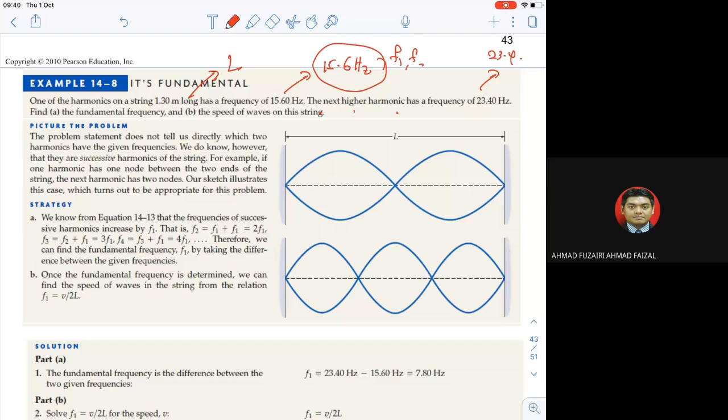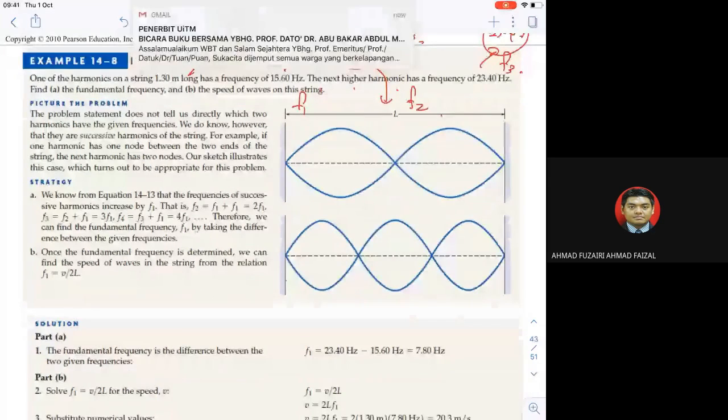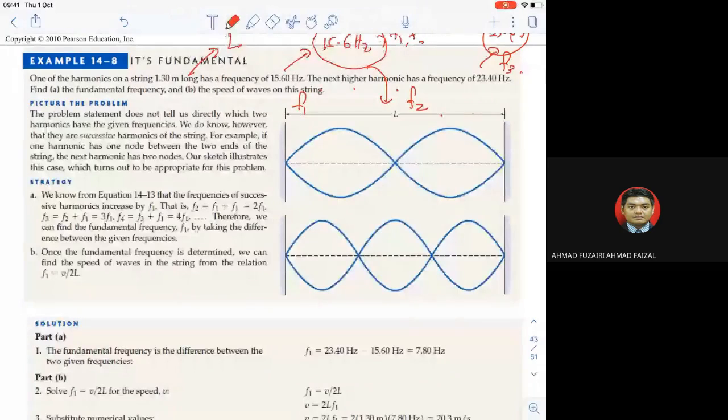So in this case, we can know that 15.6 is actually F2 and 23.4 is actually F3, and they want to know what is F1. Okay, what is F1? So F2 is actually equivalent to 2F1. So F1 is F2 divided by 2, right? F2 divided by 2, or 15.6 divided by 2, equals 7.8 hertz.